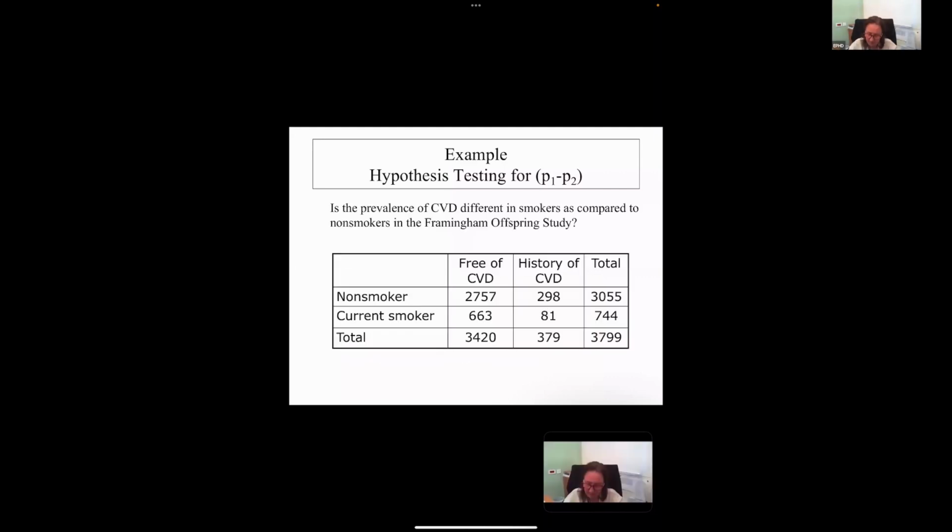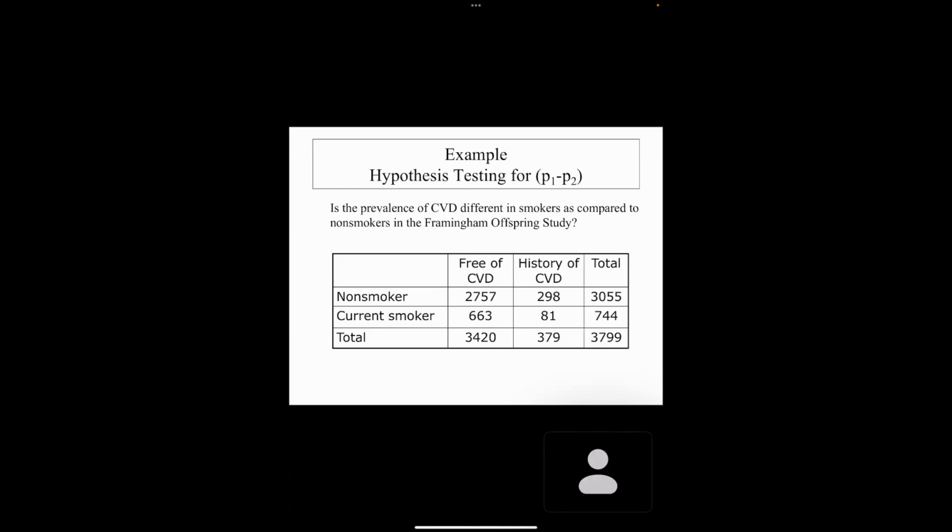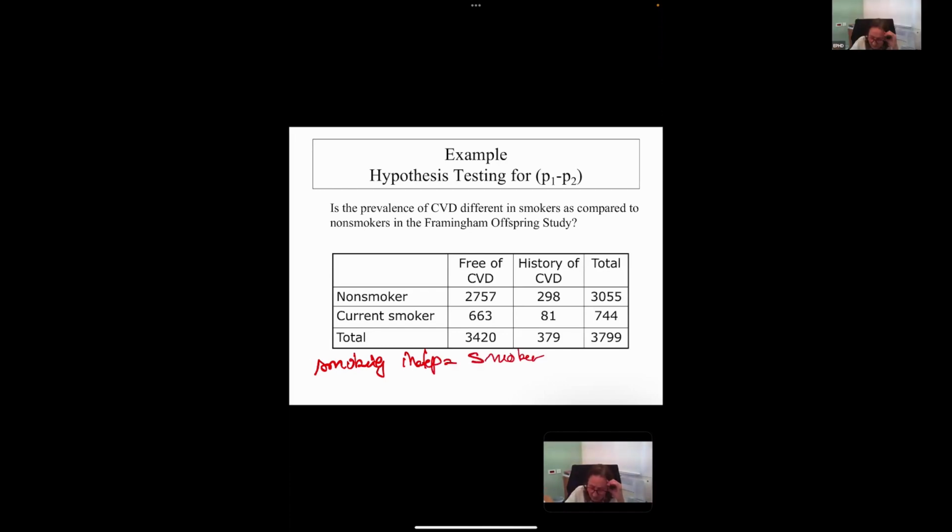Okay, what's my outcome? The question is, is the prevalence of CVD different in smoker as compared to non-smoker? What are the two groups I'm interested in, or the two populations? No, what are the groups I'm interested in comparing? Comparing smokers and non-smokers. So smoking is my independent variable. So I have smokers and non-smokers.